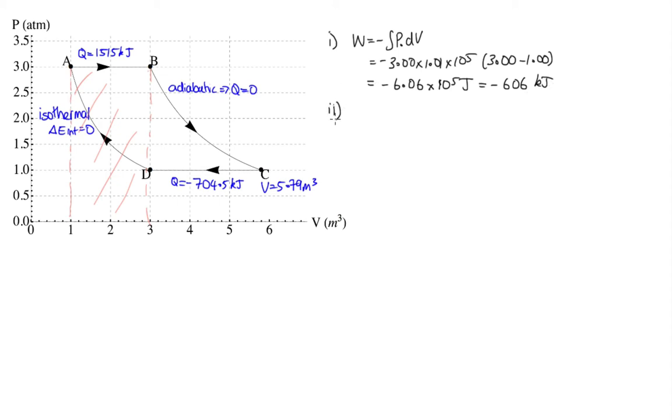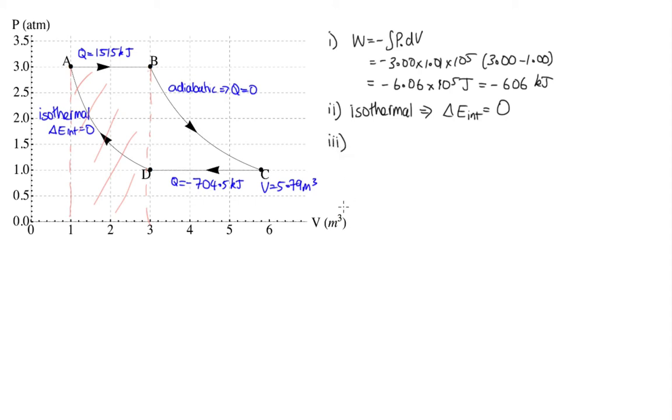Now part 2 asks us what is the change in internal energy as it goes from state D to state A. That's easy because it's isothermal. So that tells us that the change in internal energy is equal to 0 because the temperature doesn't change.